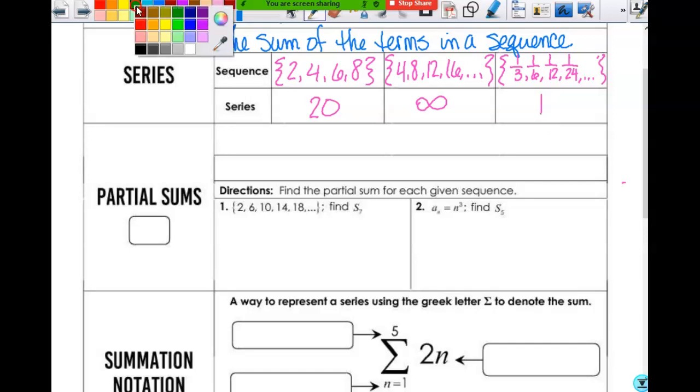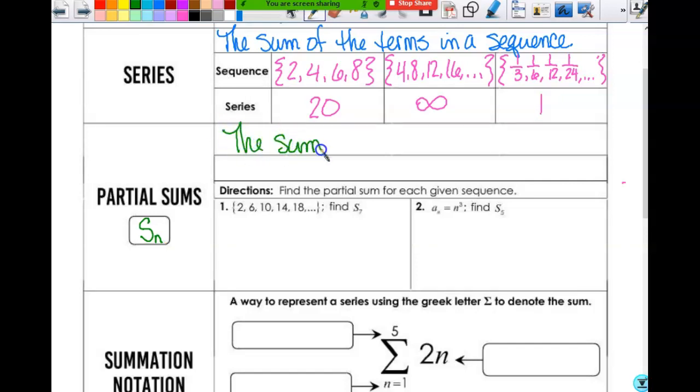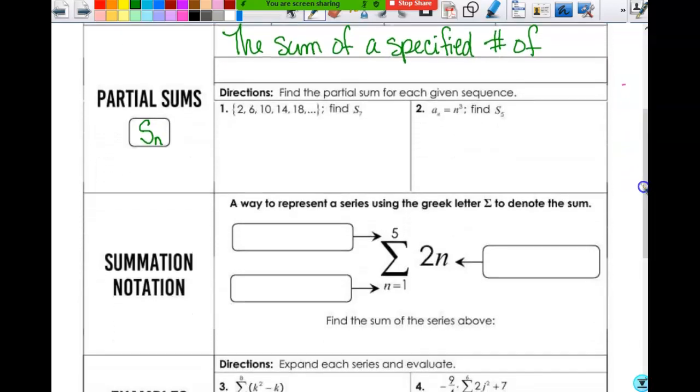So we can have the total sum of a series or partial sums. And if we have partial sums, this is a capital S, with a little subscript n. So like if that was S sub 5, that means I want the sum of 5 of the terms. So this is the sum of a specified number of terms in a sequence.